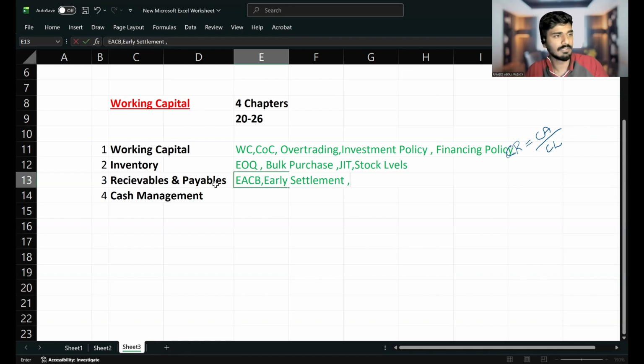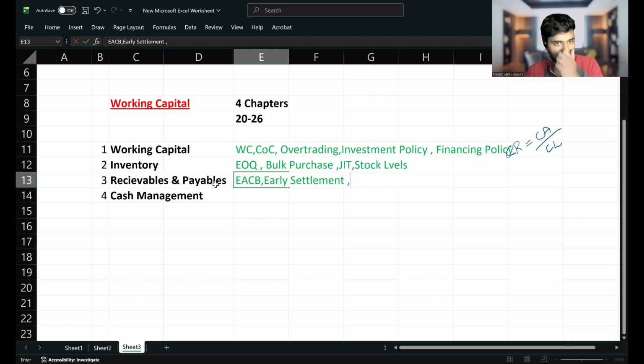I will tell my customer, if you pay me earlier, 10 days earlier, I can give you a 2% discount. Why do I need to tell that? Because my liquidity problem can be solved, right? So in order to solve the liquidity problem, sometimes the company will give early settlement discounts to their customers.